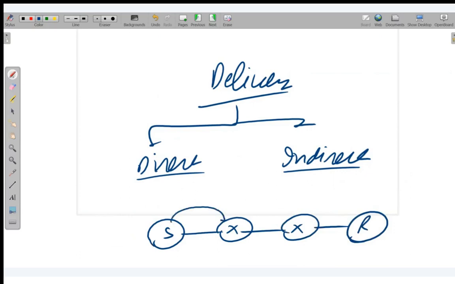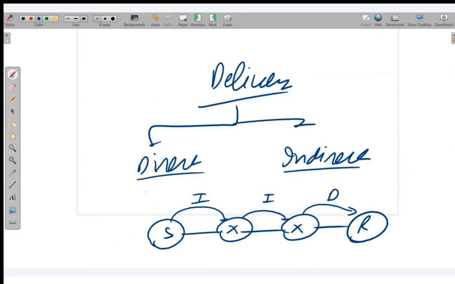So the sender wants to send a message to the receiver. First of all, the sender will send the message to this router. Obviously, it wants to send to the receiver, but it has sent to the router. It is indirect delivery. This router to this router, indirect delivery. This router to the receiver, this is direct delivery. Whenever a packet is sent from sender to receiver, it will have exactly one direct delivery.